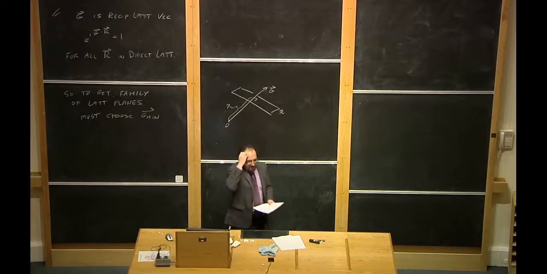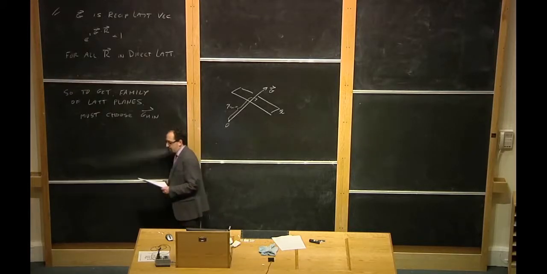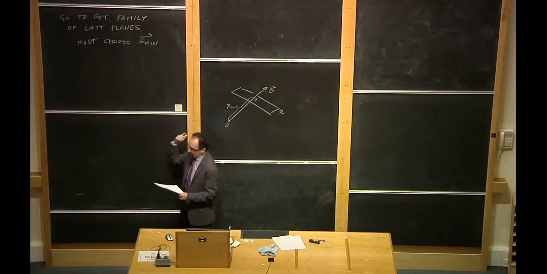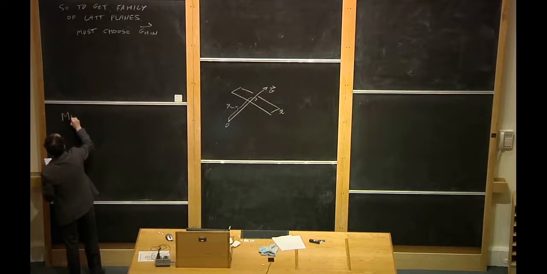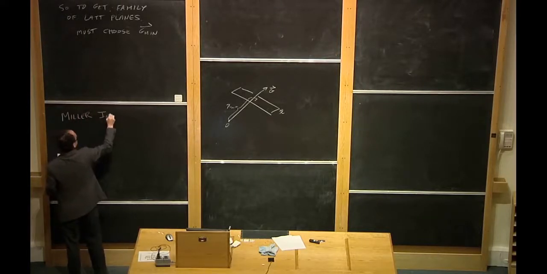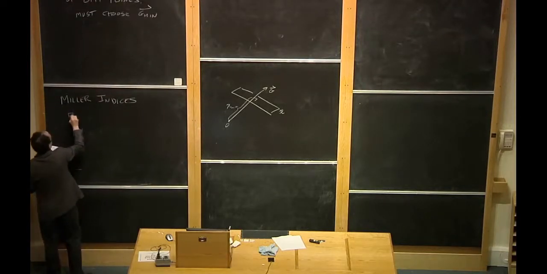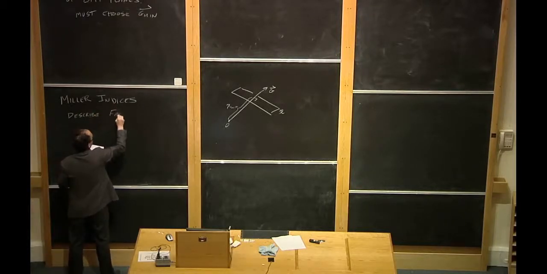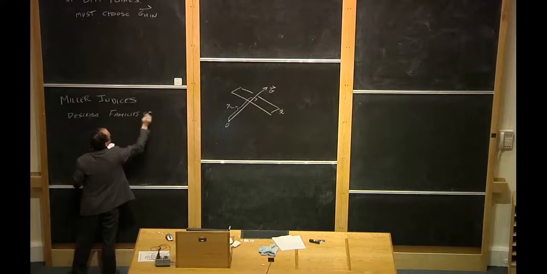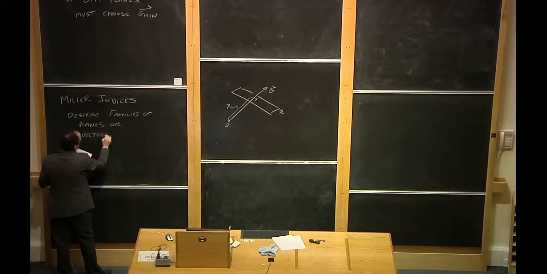Now it's useful to actually come up with some way to describe these reciprocal lattice planes, or these families of lattice planes, or these reciprocal lattice vectors. And this is a type of notation that we will use very frequently, known as Miller indices, for describing families of planes, or vectors in reciprocal space.